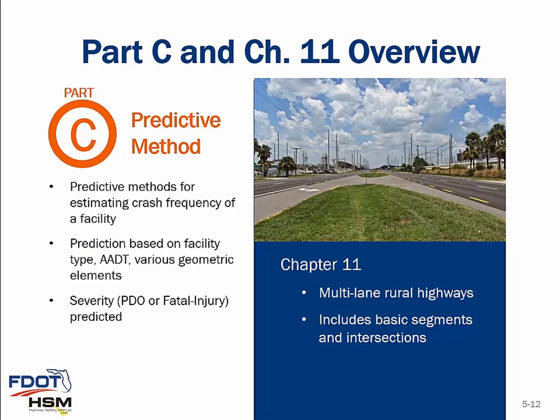The Part C introduction provides information with regards to crash predictive methods. The prediction is based upon facility type, average annual daily traffic, and various geometric elements. Crash severity can also be predicted. Chapter 11 encompasses crash prediction methods for segments of rural multi-lane highways, and intersections along them.